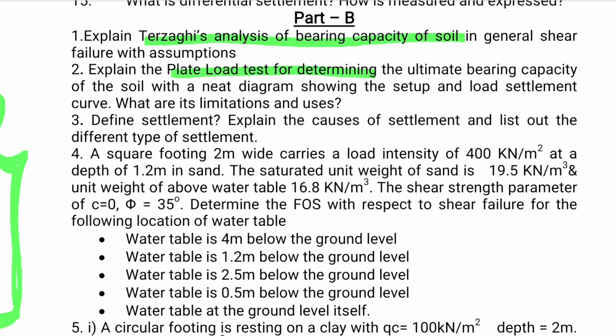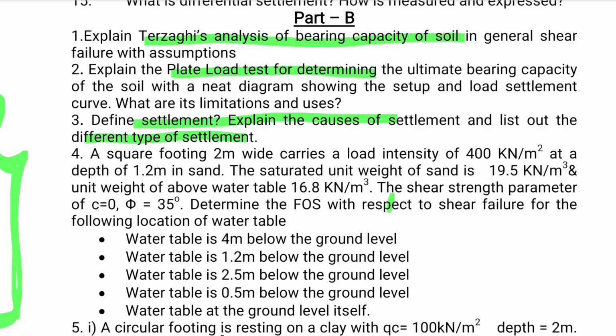The next question is: define settlement and what are the causes of settlement, then list the different types of settlement. They are immediate settlement and consolidation settlement. In immediate settlement, after applying the load, the soil settles immediately. In consolidation settlement, the water is expelled from the soil, so it takes some time. It has two types: primary consolidation settlement and secondary consolidation settlement.